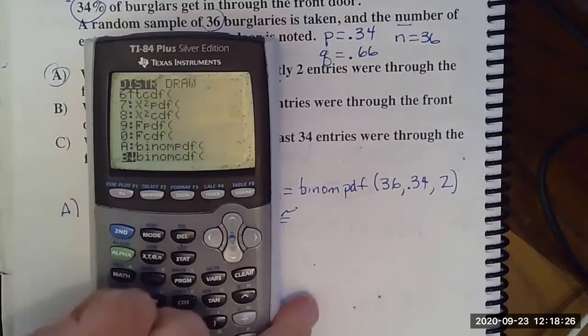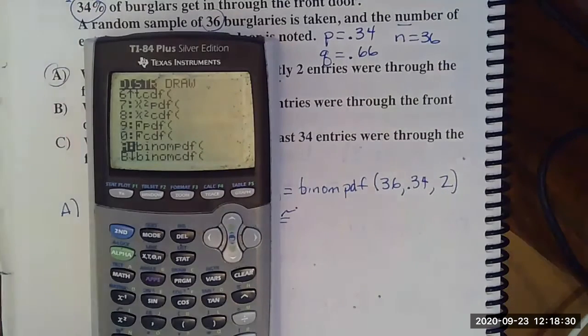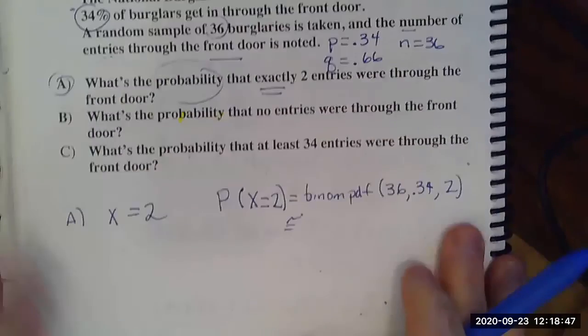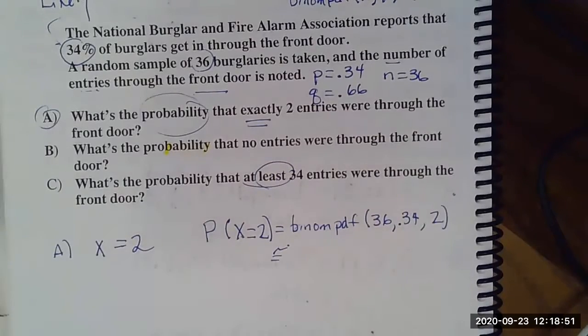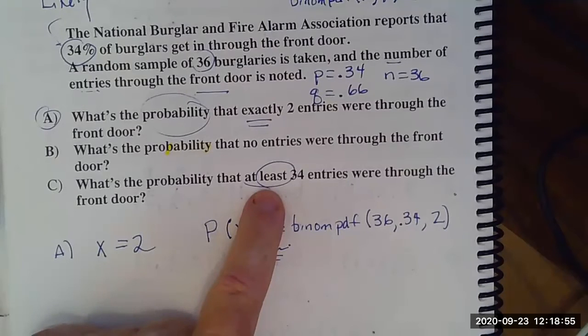And here's how I'm going to get the answer. Binomial PDF is always for exact. CDF stands for cumulative, C for cumulative distribution frequency. So when you've got more than 1, see here I just got 1. More than 1 would be like this, at least. That's more than 1. This is where you could use the cumulative, but I'm not going to do that.